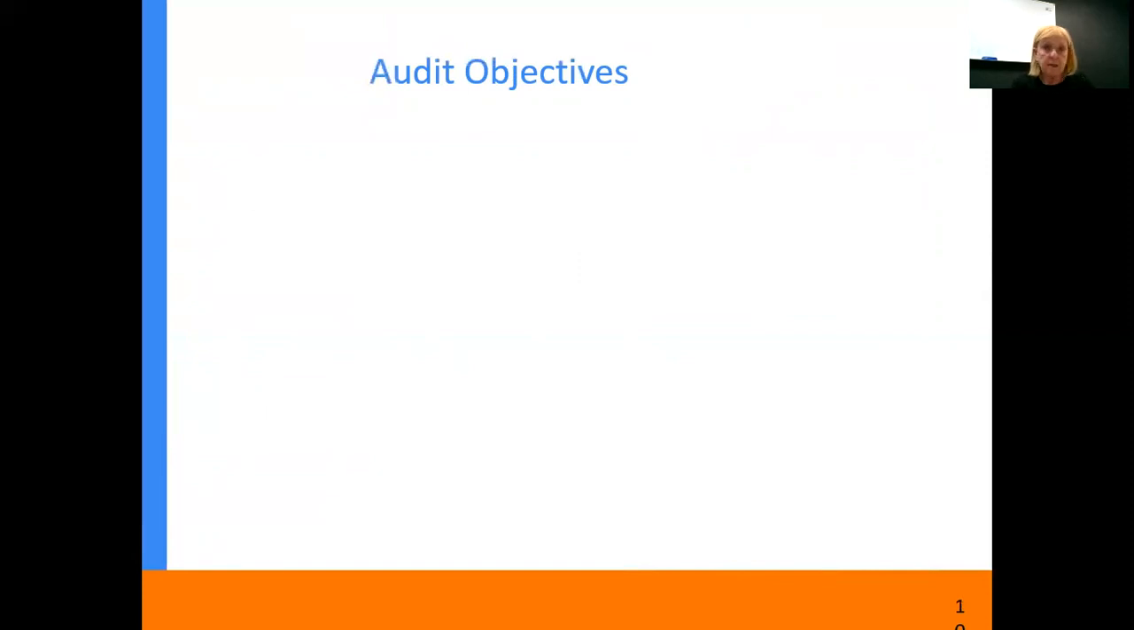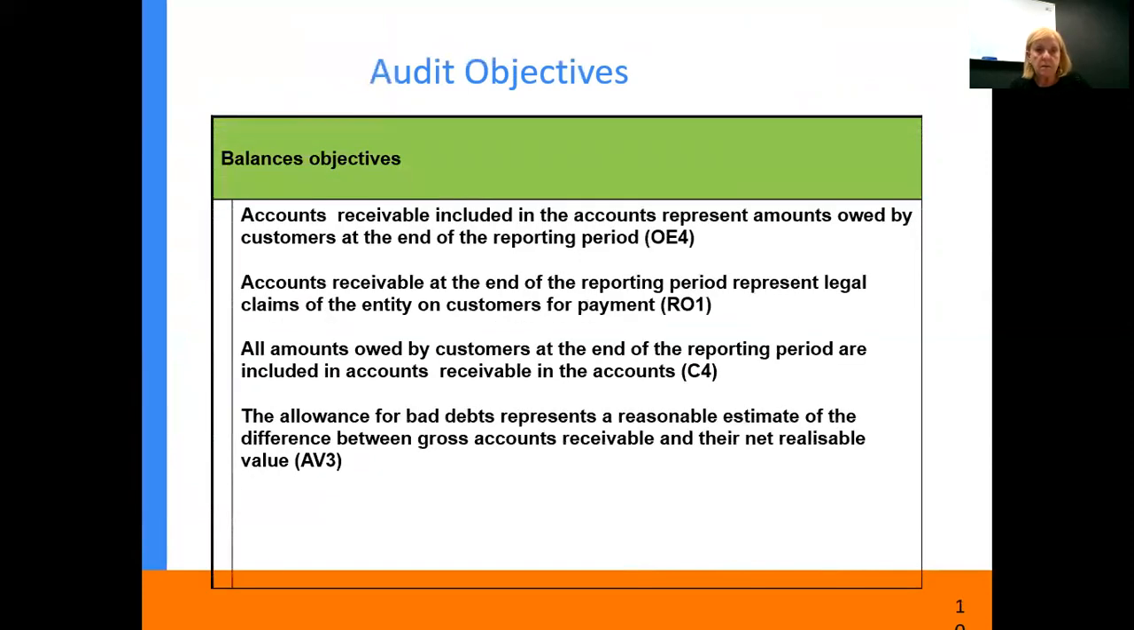For the balance-related audit objectives, we've included all of those. So if you're looking to try to find balance-related audit objectives, these are some good examples. The last one, the allowance for bad debts represents a reasonable estimate of the difference between gross accounts receivable and their net realisable value. And that relates to allocation and valuation.